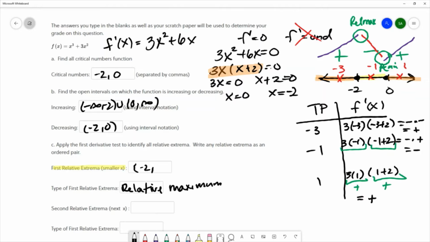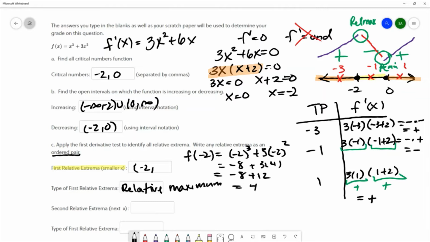And since we need to write this as an ordered pair, I need to substitute that -2 into the original function. I'm going to calculate f of -2. That's -2 cubed plus 3 times -2 squared. It's -8 plus 3 times 4. That's -8 plus 12, which is a +4. So the ordered pair -2, 4 is a relative maximum.